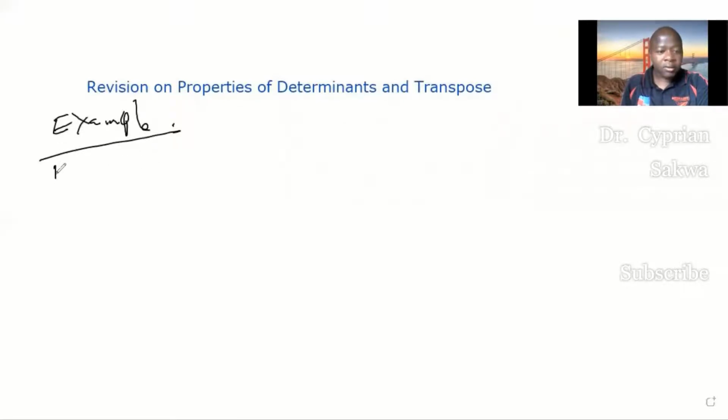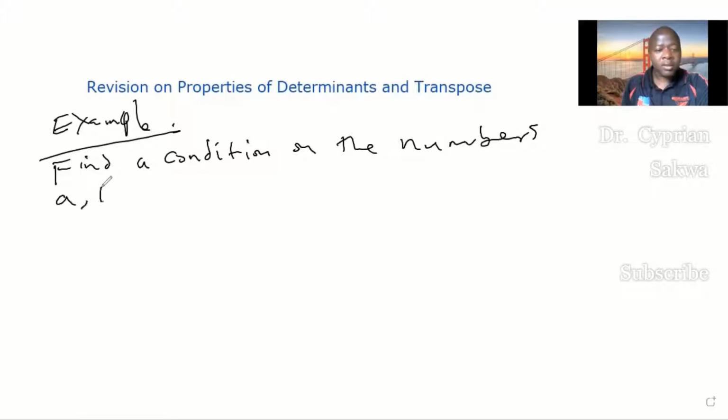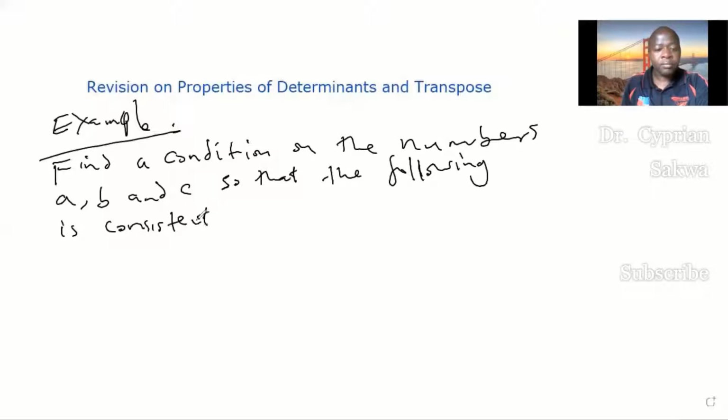Find a condition on the numbers A, B, C so that the following system is consistent.